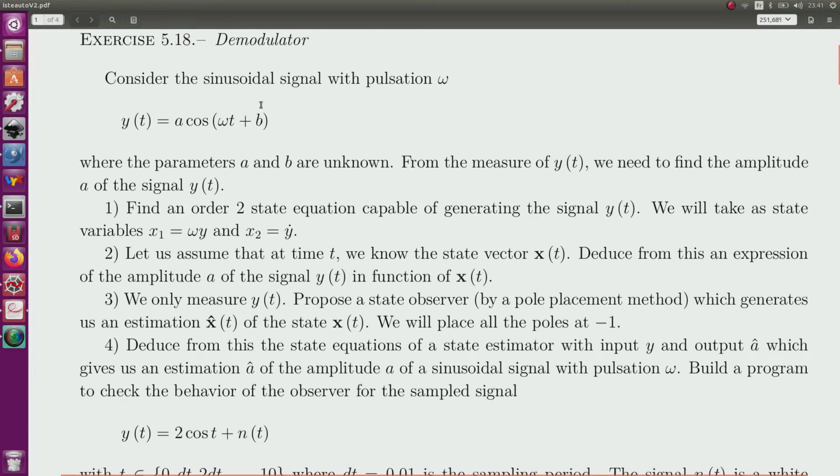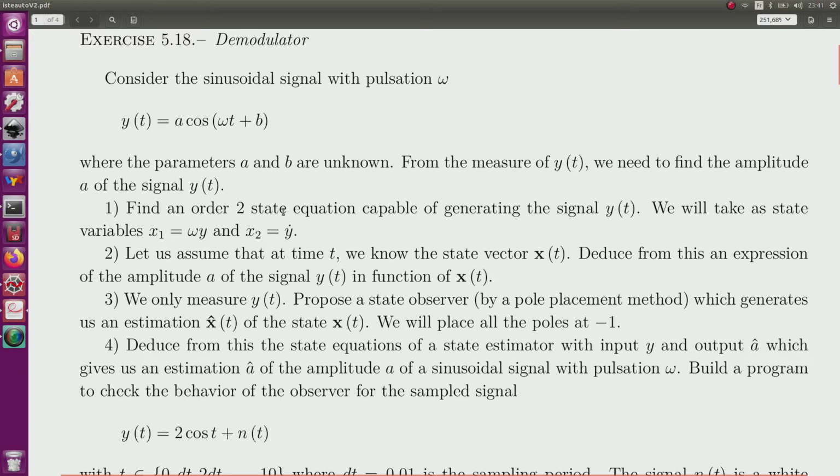Demodulator. We have a signal with a pulsation omega, which is known. And we have two parameters that are unknown, and one is interesting for us, is A, corresponding to the amplitude of the signal. So we measure y, and in this exercise we want to find A.